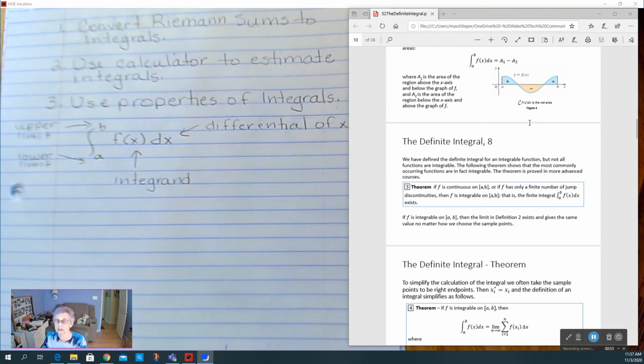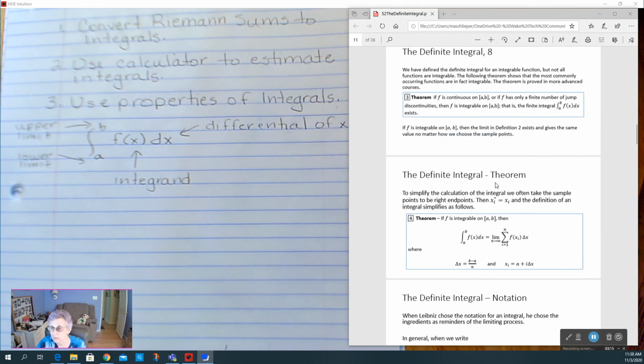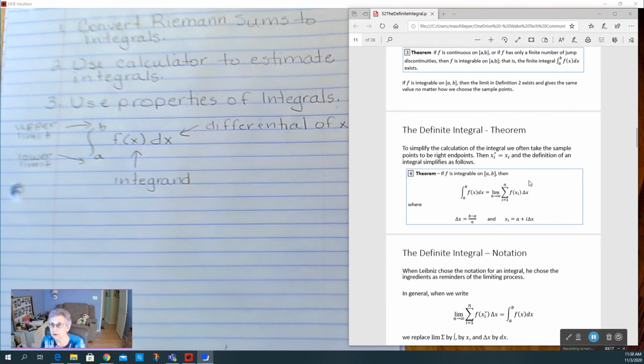If f is continuous on a closed interval or has a finite number of jump discontinuities, remember what those are, not infinite discontinuities, but jump discontinuities, then f is integrable on that closed interval and that definite integral exists. There is just the blue box definition, again reminding us that delta x is equal to b minus a over n.